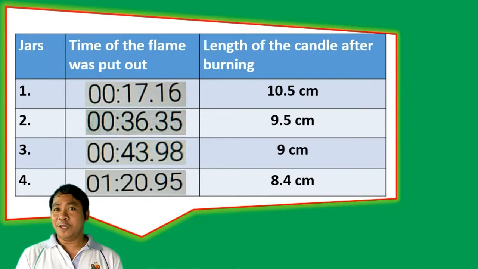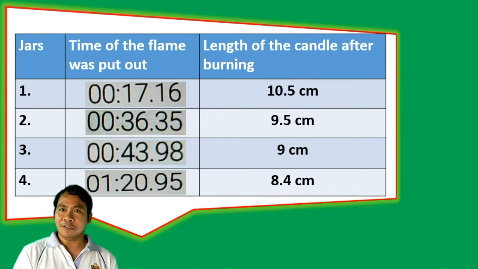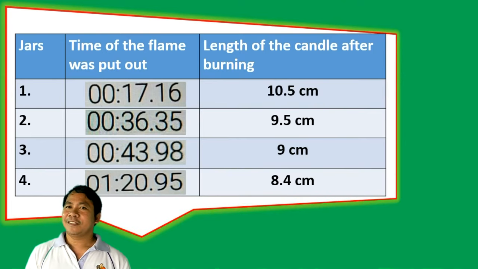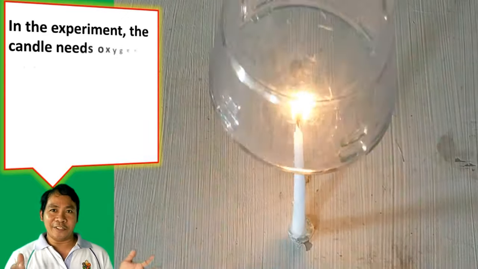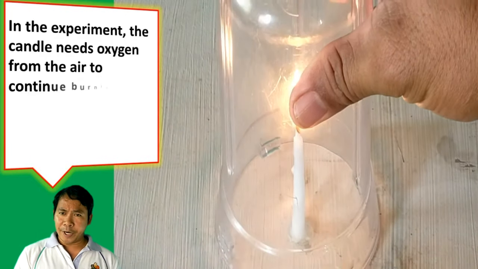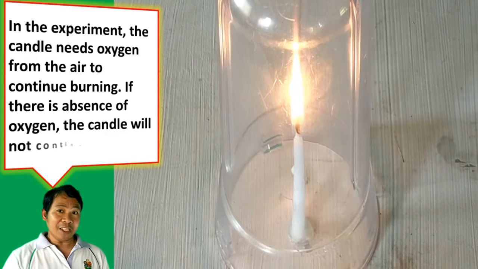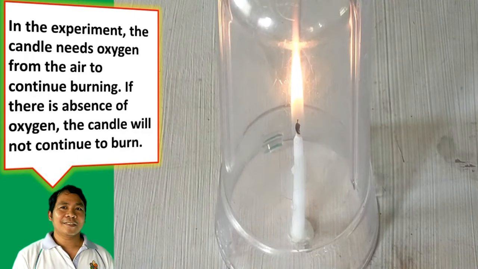Now, see the result. We have jars 1, 2, 3, and 4. And we have the time the flame was put out and the length of the candle after burning. In the experiment, the candle needs oxygen from the air to continue burning. If there is absence of oxygen, the candle will not continue to burn. See?